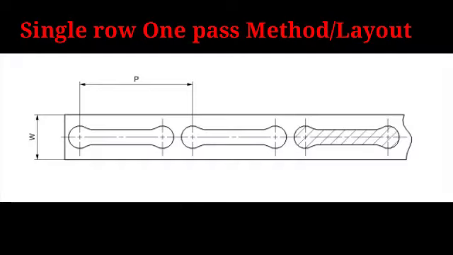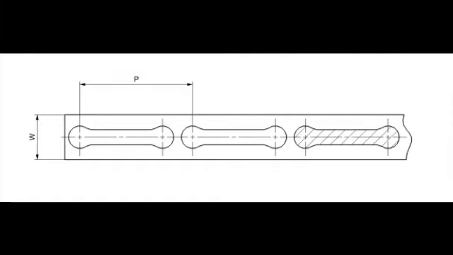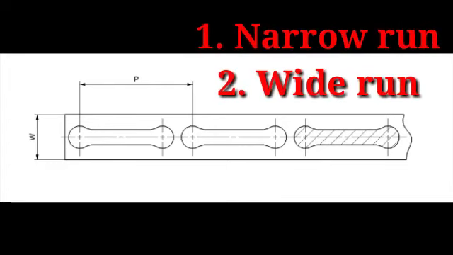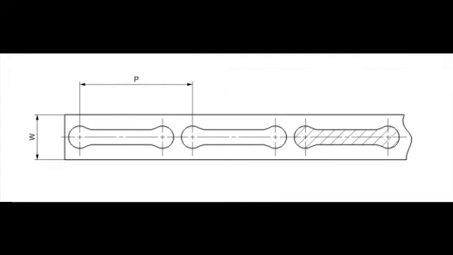You can see in the image, this is the most popular way of laying out the strip. The blanks are arranged in a single row. The strip is passed through the tool only once to punch out the blanks from it. There are two possible ways of laying out this strip. First is the narrow run and second is the wide run.